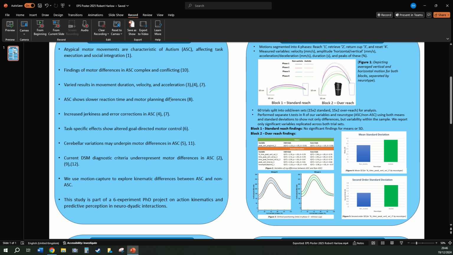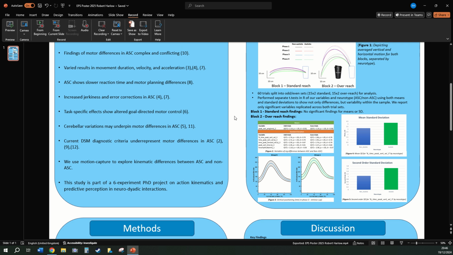Some results show longer movement duration and longer velocity, and other research has slower velocity, slower reaction times, and increased jerkiness and error correction. This also could relate to cerebellar variations that underpin motor differences in autism. Differences in grey matter could impact the coordination of people's movements.